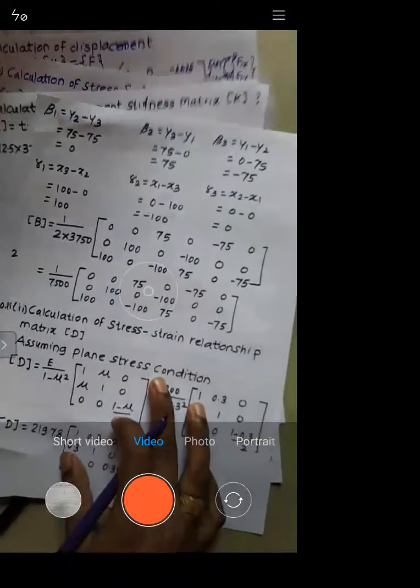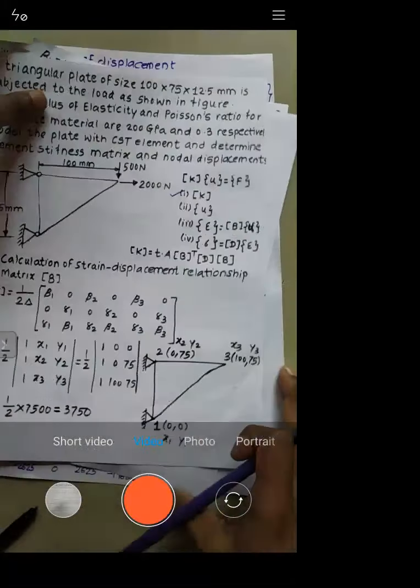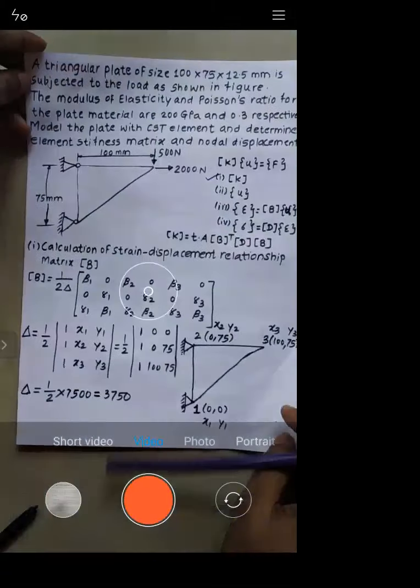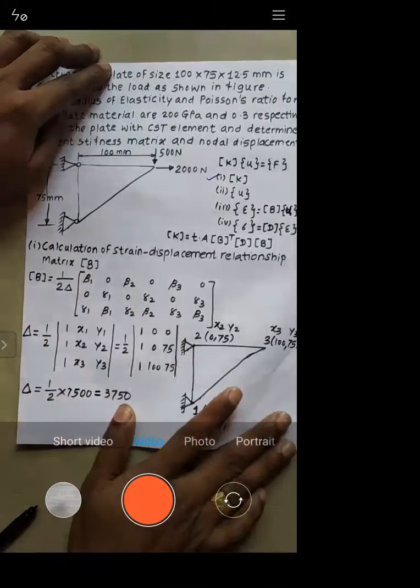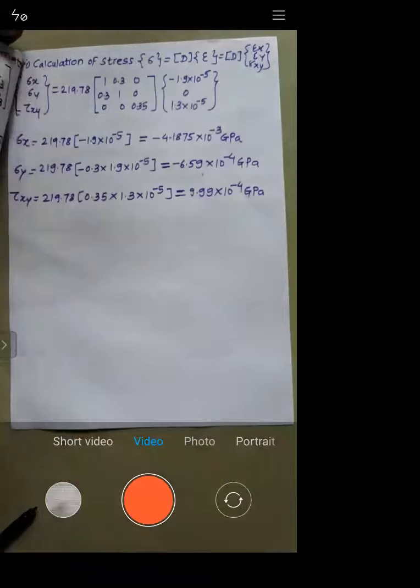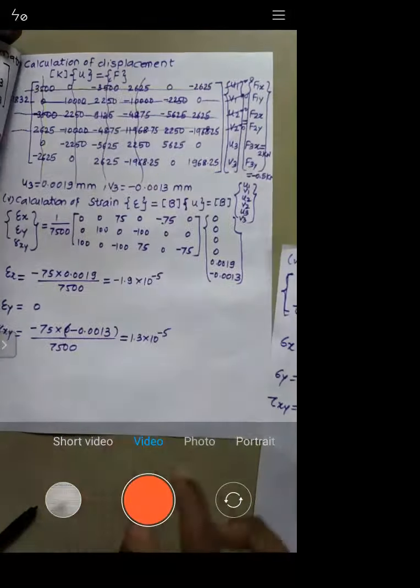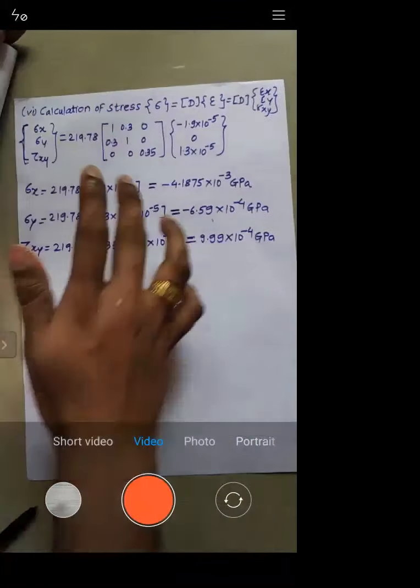Okay, so see in the problem, listen, whatever the previous two problems were given, displacements were given. In this problem, this is not the case. Displacements were not given. So first we have calculated B. Then we have calculated D. From that we have calculated element stiffness matrix, right? And once we have element stiffness matrix, we have calculated the displacement. And after the displacement, we have calculated the strain, and after that we have calculated the stress.